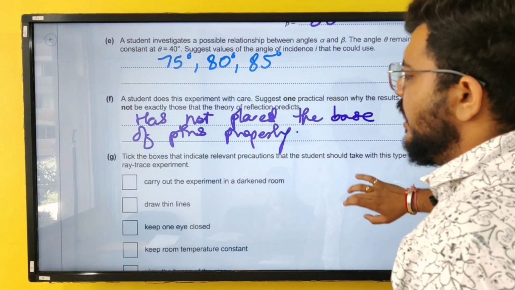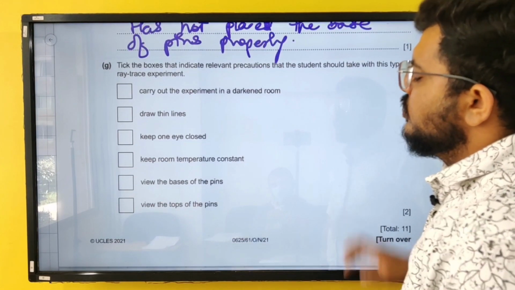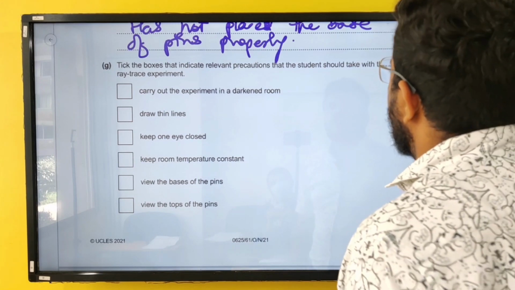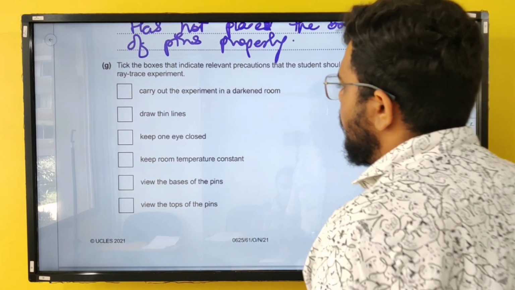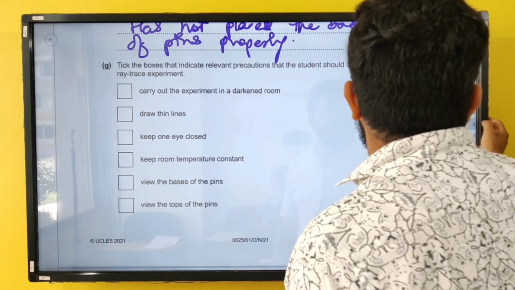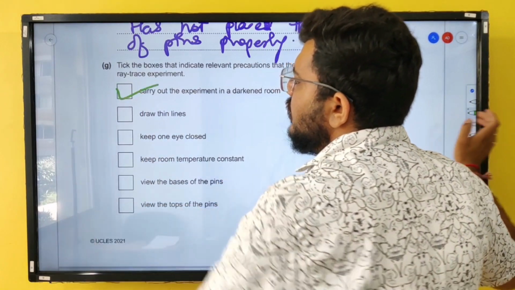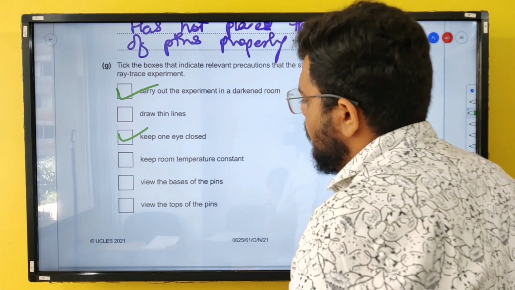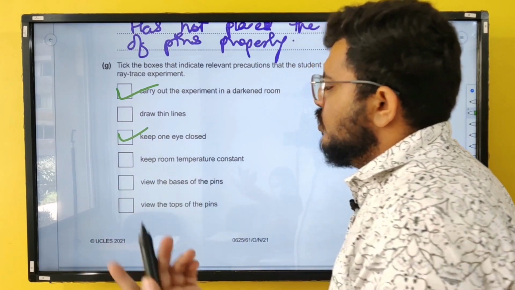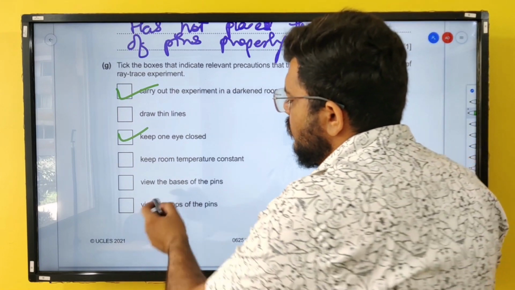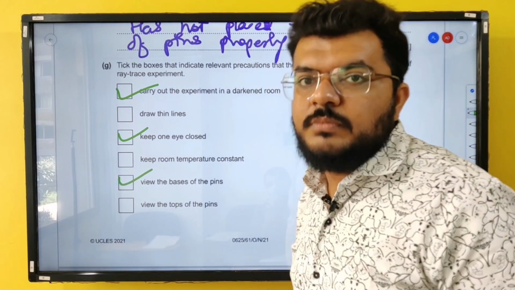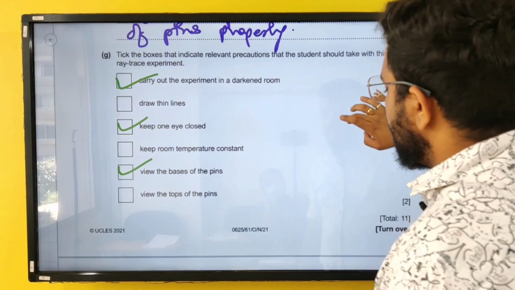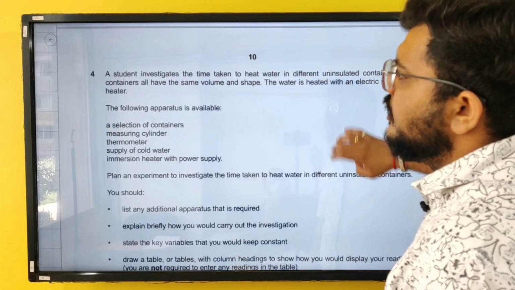Then next you have tick the boxes that indicate relevant precautions that the student should take with this type of ray trace experiment. Carry out the experiment in a darkened room. Yes, he should. Draw thin lines. That's okay. Keep one eye closed to avoid parallax error. Keep room temperature constant. Not required. Not a thermal experiment. View the bases of the pin. Yes, not the tops, because that can cause an error. Right? That's the end of the question. We have next question.